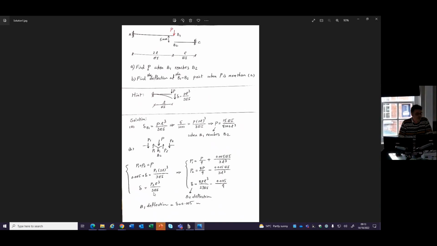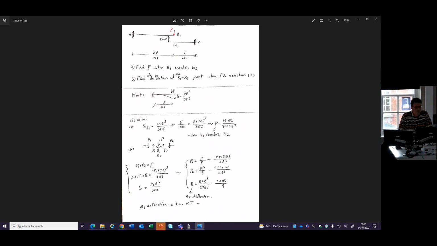And these three equations, what are the unknowns and what are the knowns? You have P1 and P2 as unknowns, really. And for these three, you need to calculate P1, P2, and delta. Okay? You have three equations and three unknowns, P1, P2, and delta. You can calculate all of these three.